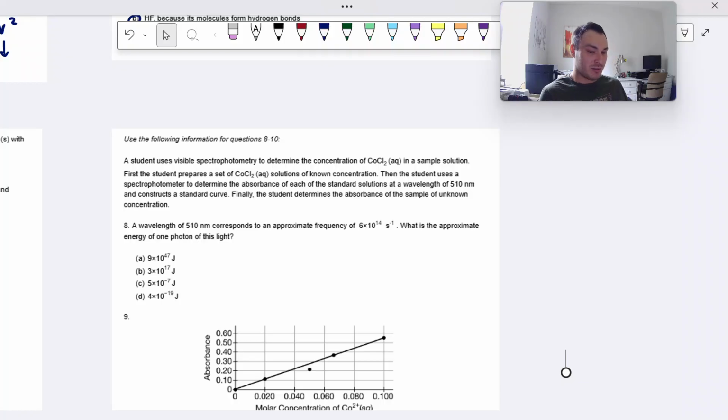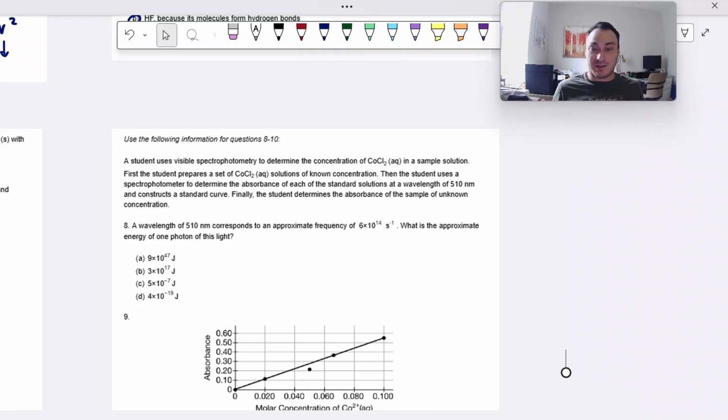Finally, the student determines the absorbance of the sample of unknown concentration. We literally just got done doing this experiment, but instead of cobalt 2 chloride, we used copper 2 sulfate. We pick a wavelength, then we check absorbances on known concentrations, and then we make a plot, and then we test our unknown concentration and see where it falls on the plot.